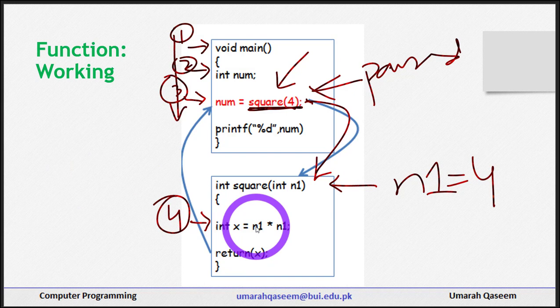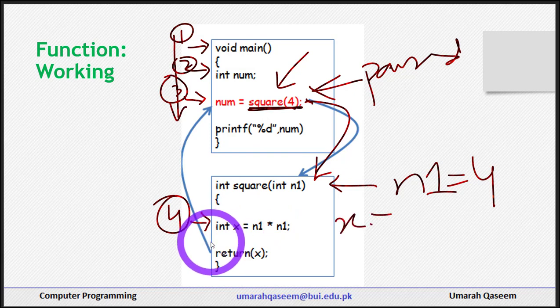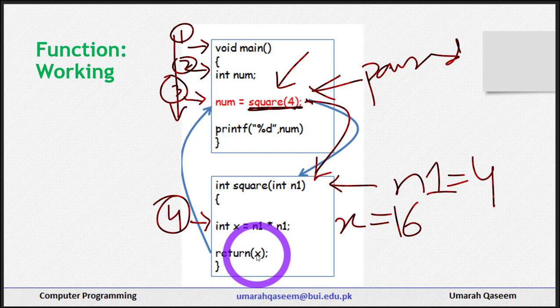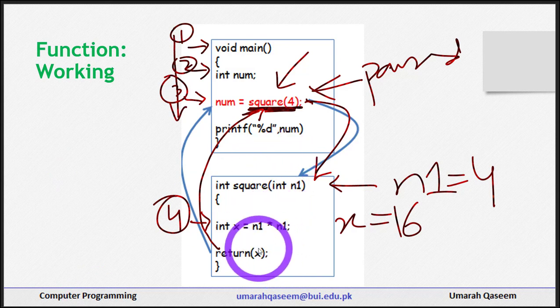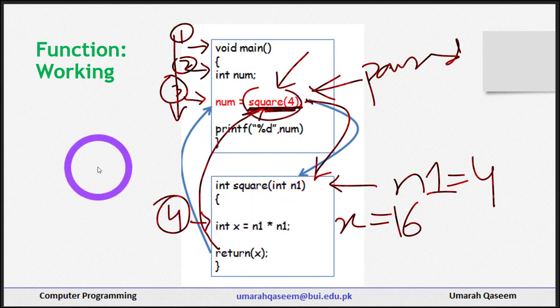What will happen in this line? We can see n1 is being multiplied with itself. So 4 multiplied by 4 equals 16. So this x here will be equal to 16. And then this x is returned right here. When the function returns, it returns actually to the very point where it was called. This function was called right here, so it will return exactly here. It returns x, and x is 16. At this point in the code, 16 will be returned. You can imagine it like that.